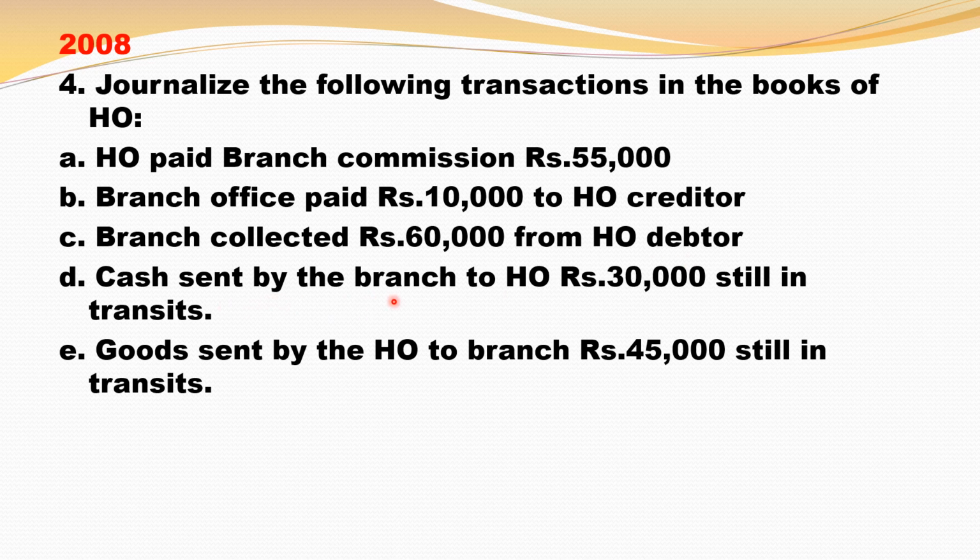Cash sent by the branch to head office 30,000 still in transit. So it's called cash in transit. So it's called cash in transit account debit to branch. Next, goods sent by head office to branch 45,000 still in transit. It's called goods in transit. So journal entry for this will be goods in transit account debit to branch.